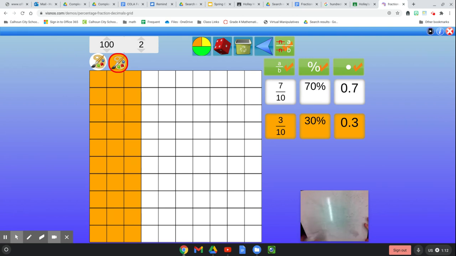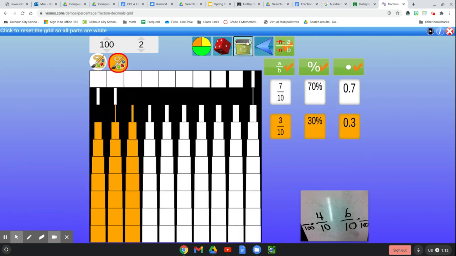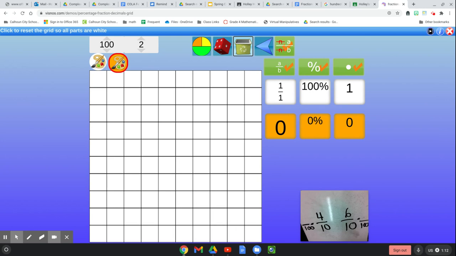Okay, so I want you to just at your home tell me what 4/10 could be equivalent to with the denominator of 100, and what 6/10 could be. So pause me and figure those two problems out. Okay, so you're back. Let's start over. That's how you start over if you didn't know.